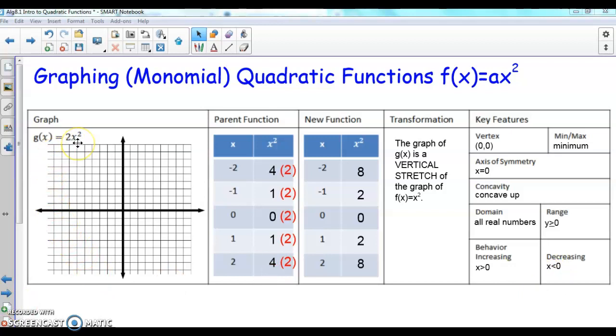So I hope you find this graphic organizer helpful in graphing. So go ahead and graph this table of values so you can see the actual shape of your parabola.